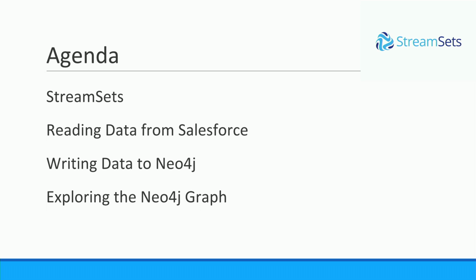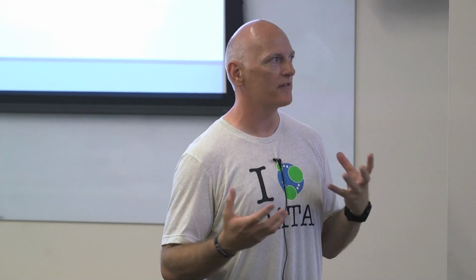I'm reading data from Salesforce, reading cases and opportunities, and writing them to Neo4j, a graph database. Unlike Salesforce or Oracle or MySQL that are very much oriented in terms of rows and columns, Neo4j works with nodes and edges. So we'll have a look at that and what that gives us.